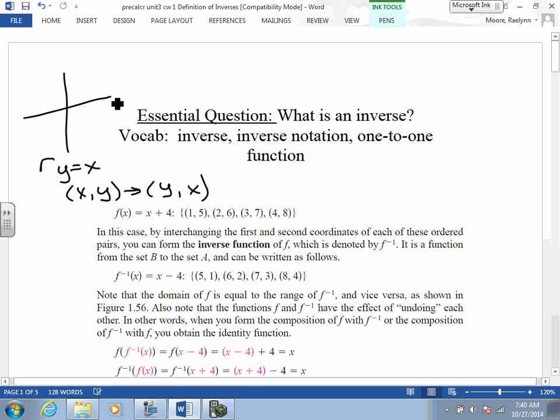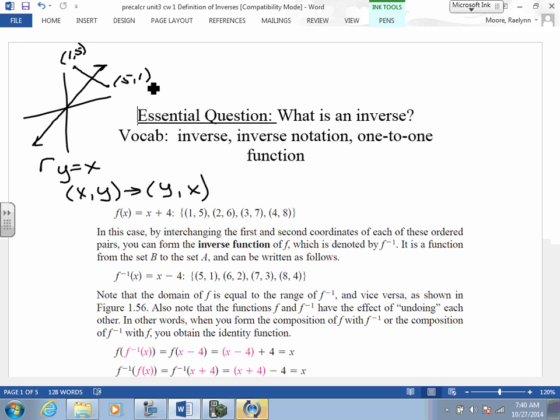Here's your line y equals x. It cuts through the first and the third quadrants. If you, for instance, had a point up here, (1, 5), when you reflect it across the line y equals x, it interchanges to (5, 1). So your rule is interchange your x and your y.